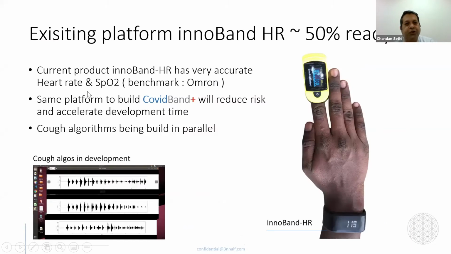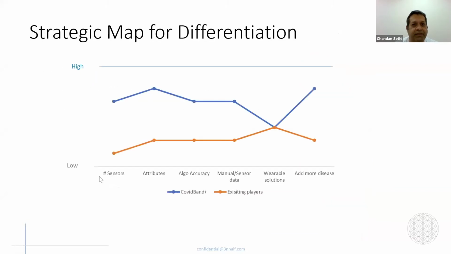Our current product, which I just showed to you, InnoBand HR, is already very accurate in terms of heart rate and SpO2. So we are benchmarking against Omron device, which is a medical device being used in hospitals. We're using the same platform, adding 2 more functions of mic and body temperature and building algorithms on top of that. As we are building the device, because hardware takes lots of time to build, and so do algorithms. So we are building the algorithms. If you look at the left bottom screen, we already have cough algorithms for about 1,000 people, COVID and non-COVID patients. So we are building these algorithms to detect, and then they will be incorporated once the product is ready.